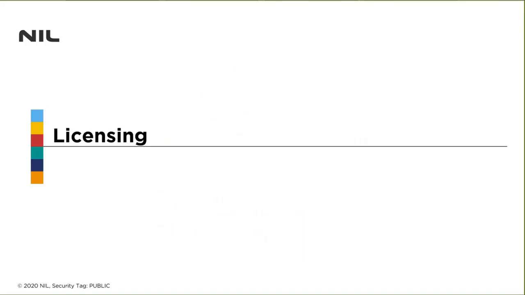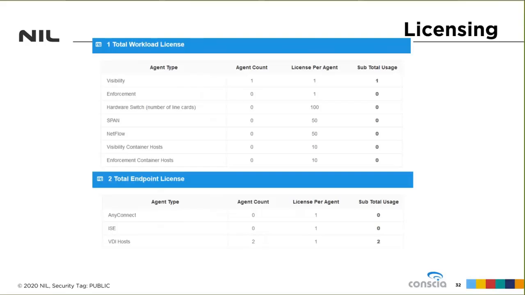At the end, we'll talk a bit about the licensing model for Cisco Tetration. Cisco Tetration software licensing consists of two components. The first component is the Tetration workload protection license. It provides workload visibility and enforcement depending on the type of agent. Usage is calculated based on the deployed agent types and their corresponding base license factor. For example, a software visibility agent consumes one license. A hardware switch consumes 100 licenses per agent.